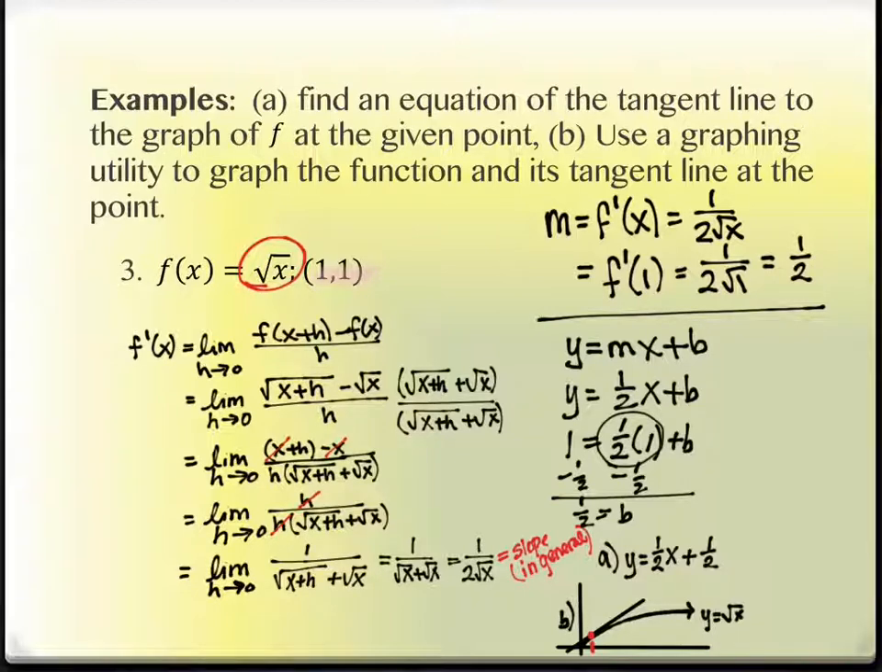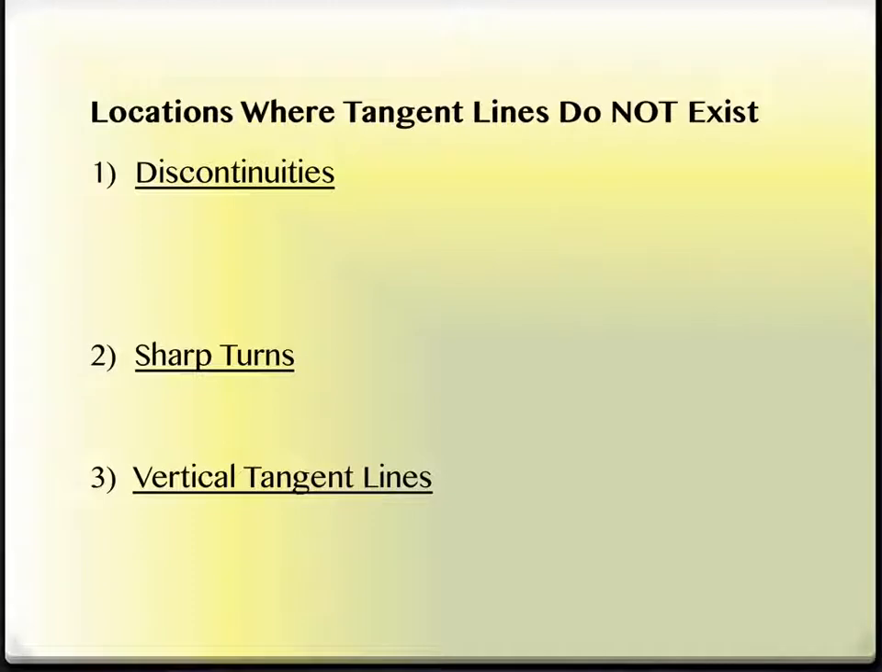All right, so I actually mentioned a couple of these already, but there are places where derivatives don't exist, where slopes don't exist. In particular, there are 3 locations where slopes do not exist. Discontinuities. Tangent lines do not exist at discontinuities. The limits can exist, but the tangent lines cannot exist at holes, and neither one will exist at a jump. So no holes, no jumps for tangent lines. Okay, so none of that can happen.